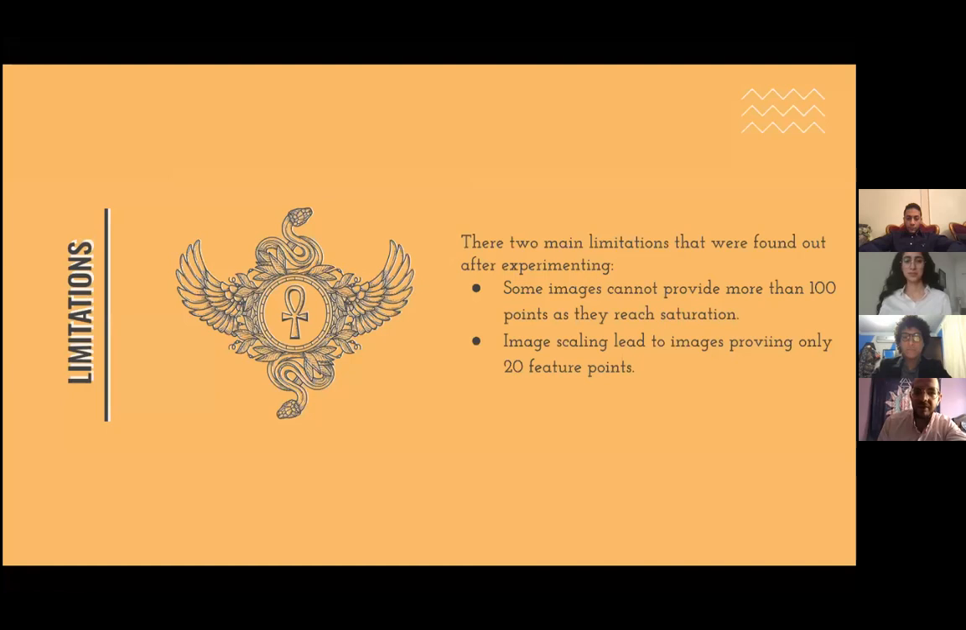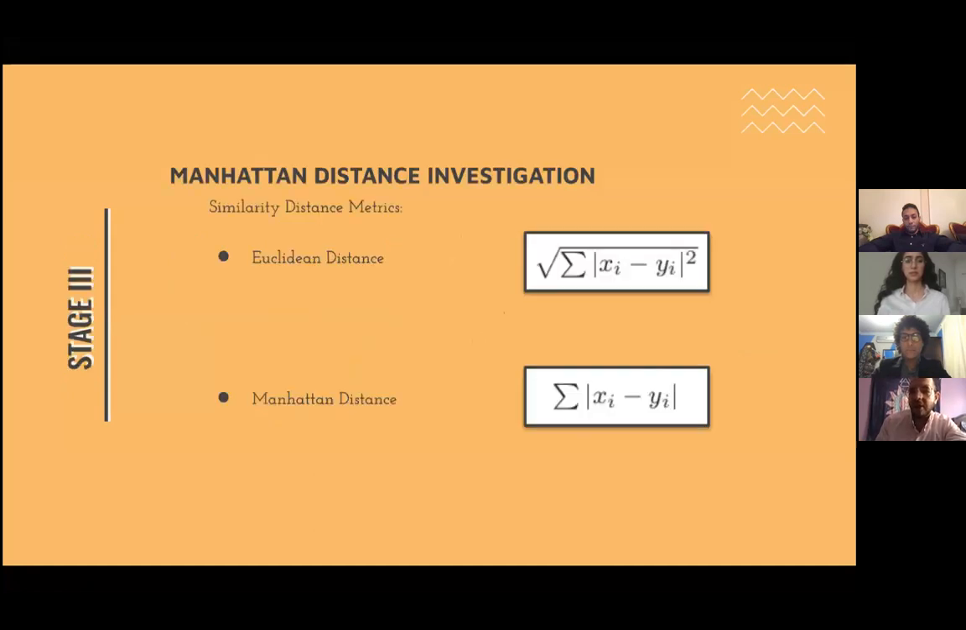A couple of these limitations were, after enlarging our data set, we found out that some of the images cannot provide more than 100 points as they reach saturation after that. Another limitation is that when we're scaling our images to smaller sizes, some of the images couldn't even come up with more than 20 feature points. Many other limitations will be discussed further by my colleagues.